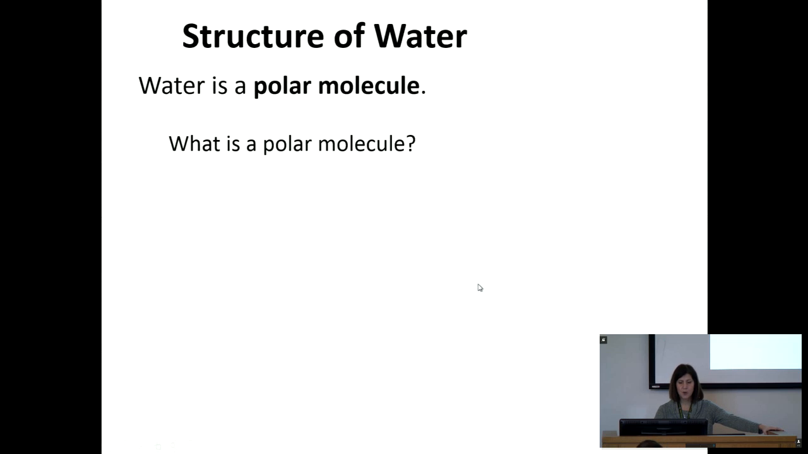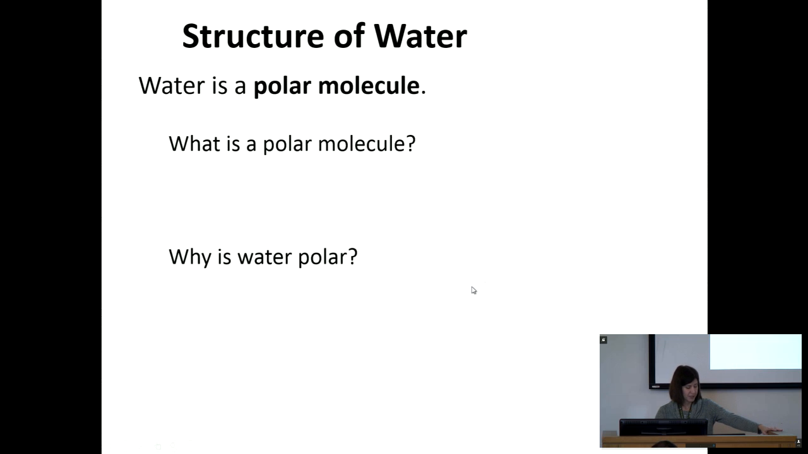Water is a polar molecule. What does that mean to be a polar molecule? That's right. One side is slightly positive, not positively charged. It's not ionic. Slightly positive, and one side is partially negative. You have to have polar bonds in order to have a polar molecule.